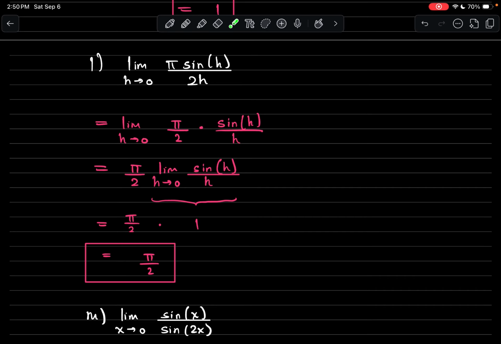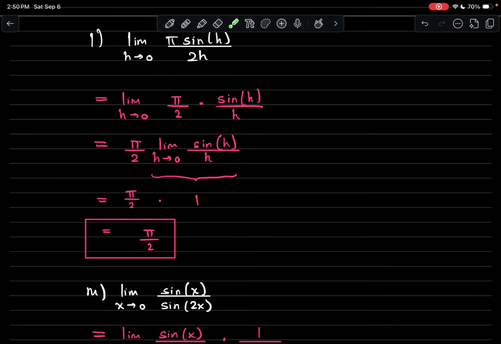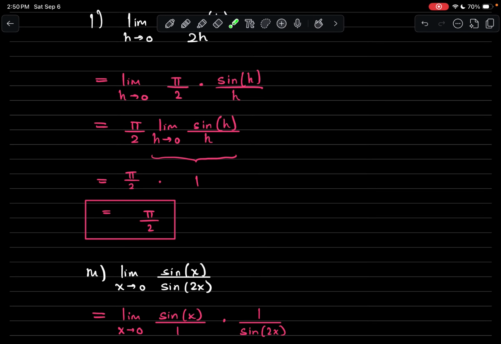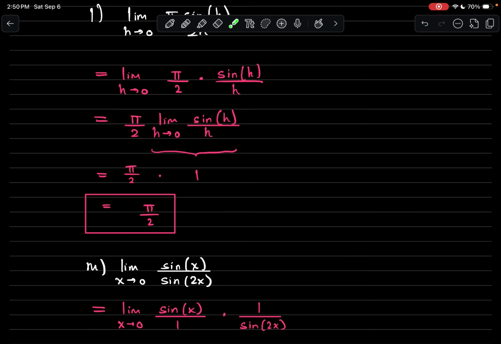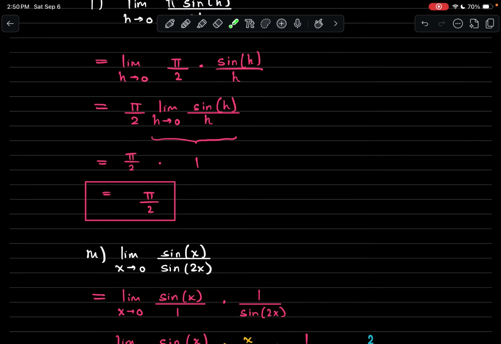Okay, and then we've got example M. The limit as x approaches 0 of sine of x over sine of 2x. Now with this one, we have to be a little bit clever about how we can go about doing this and making use of our special limit law. Okay, so we break this apart as a product first. Sine of x over 1 times 1 over sine of 2x.